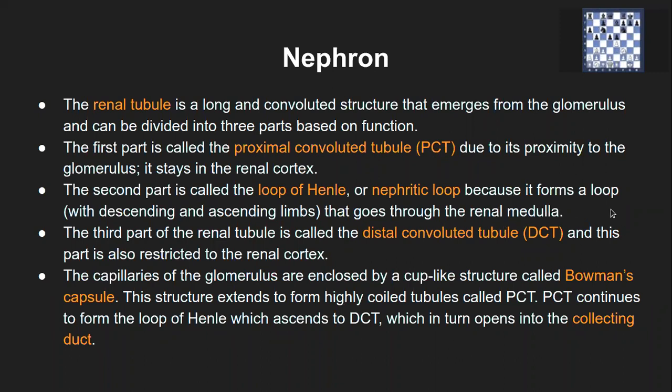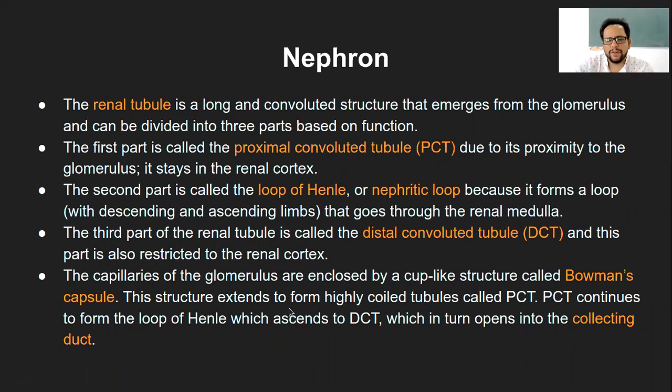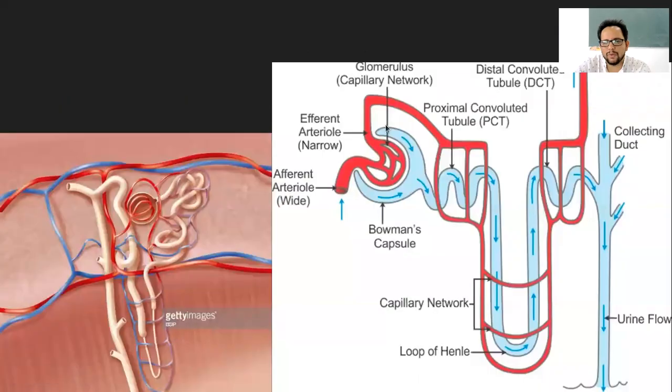Okay, so these are the three parts, and the last point just says that the Bowman's capsule will extend to form PCT. PCT continues to the loop of Henle. Loop of Henle ascends into DCT, which ultimately goes into the collecting duct. So that's the sequence, how it goes from one place to the other. So from glomerulus to Bowman's capsule to PCT to loop of Henle, then to DCT, and then finally the collecting duct.